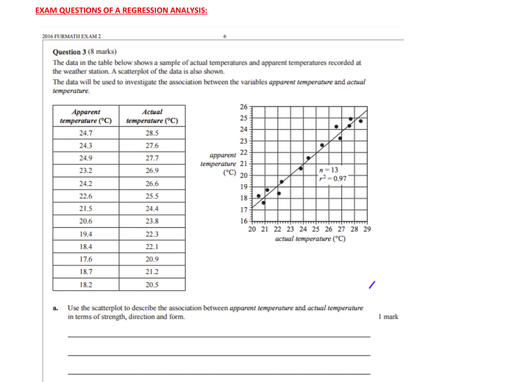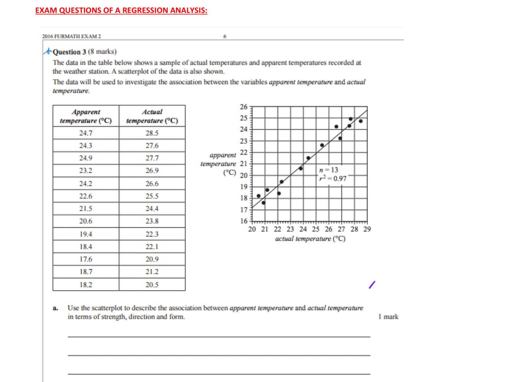Okay, so here I've got a couple of regression analysis questions that you could get on your exam. Obviously this was from 2016. It's all question 3, and in total it's going to make up 8 marks. So if we go through it. The data in the table below shows a sample of actual temperatures and apparent temperatures recorded at a weather station. The scatter plot of the data is shown, and the data is used to investigate the association between the variables apparent temperature and actual temperature.